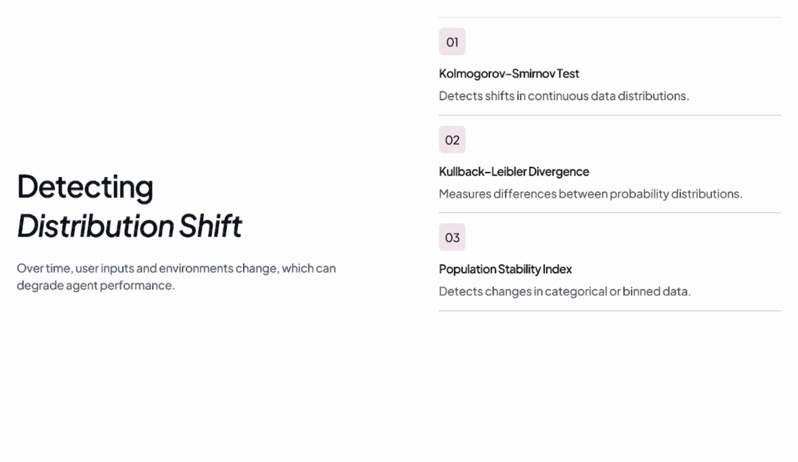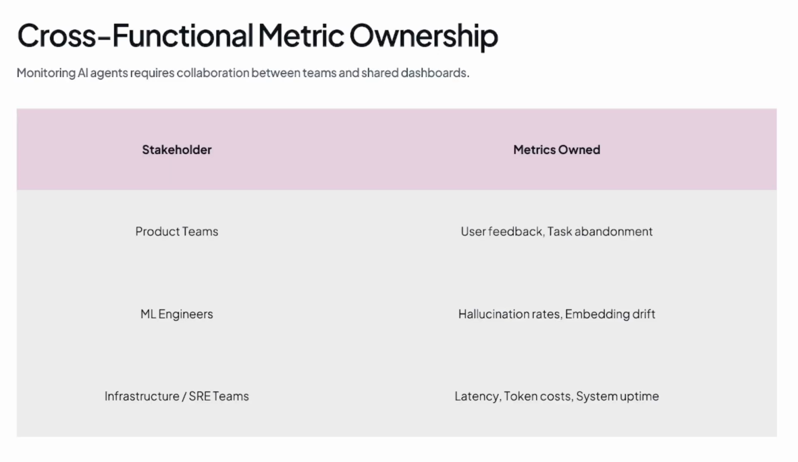Detecting distribution shift over time: user input and environment changes can degrade agent performance. We have the Kolmogorov-Smirnov test, which you can use to test distribution shift. You can use the Kullback-Leibler divergence to also test. And you can use population stability index also to detect distribution shifts.